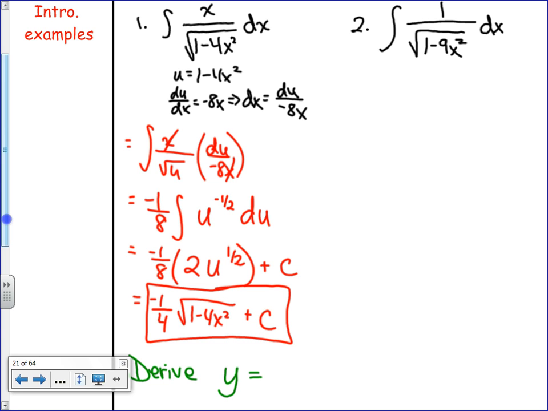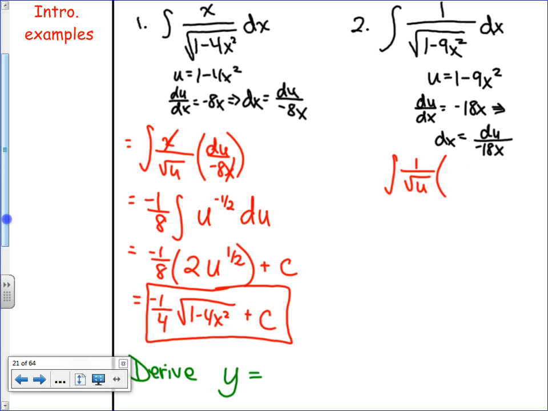Okay, I know we're excited because hopefully we just busted through that one. Question, what if it's the exact same thing, and I say u equals 1 minus 9x squared, du dx is equal to negative 18x, therefore dx is equal to, sorry, du over negative 18x, and then I go plugging and chugging, and I say, okay, integral of 1 over root u. Look, it's just the same.